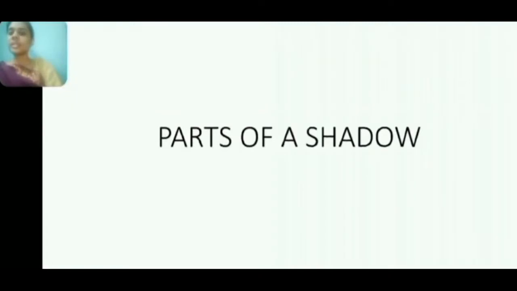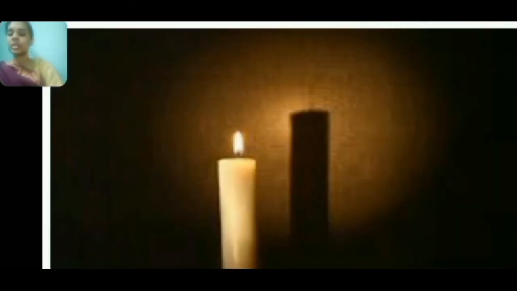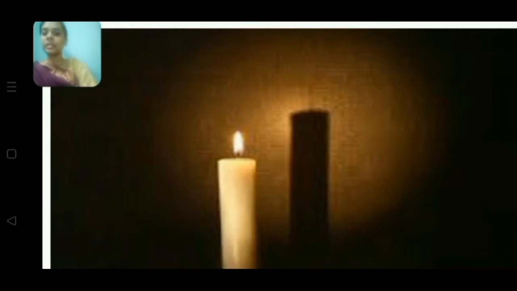Hello children, we will study about parts of a shadow and properties of shadow. We previously studied that light travels in a straight line and light is obstructed by certain materials. So it cannot go around such objects, and this is why we see shadow. So this is the shadow.